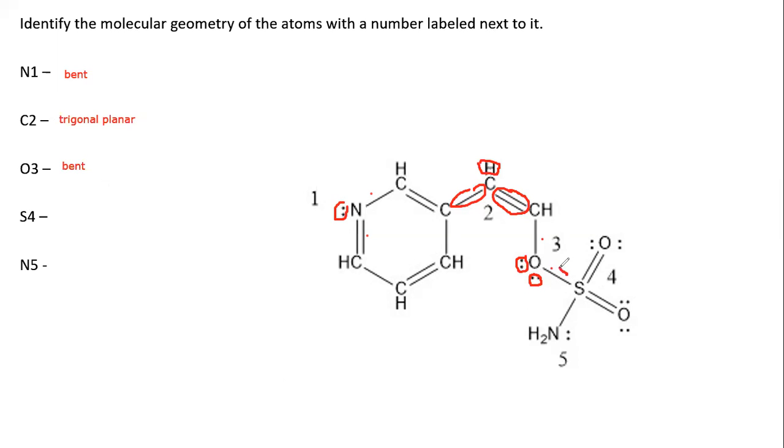S4, now sulfur has 1, 2. Now the double bonds count as 1 pair, 3, 4. Sulfur has 4 bonding pairs. This is tetrahedral. And lastly, N5, we have 1 bonding pair here. Now these 2 hydrogens represent 2 bonding pairs. So that's a total of 3 bonding pairs and 1 lone pair. So this would be trigonal pyramidal molecular geometry. Notice that for all of these, there's no more than 4 electron pairs total for each one.